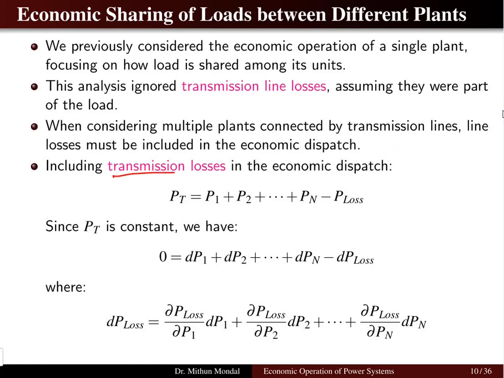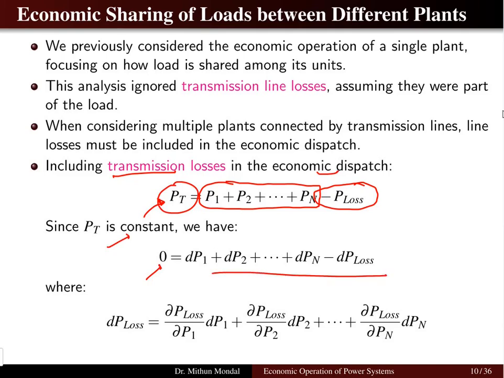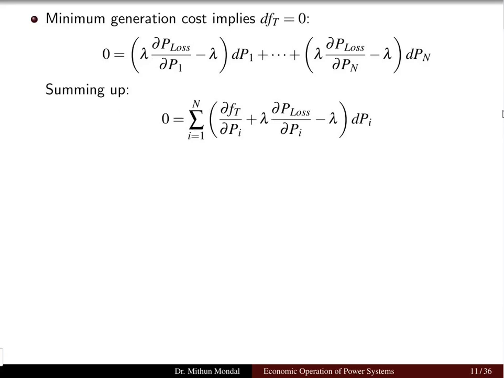So if we include the transmission loss expression, the total power produced by the different plants minus the transmission loss is equal to the total power, which is the economic dispatch power. Now this power PT is constant, so again the differentiation will be 0, and if we differentiate the power loss and arrange it in terms of the power of each plant individually, we get basically again a mathematical expression similar to what we got initially.